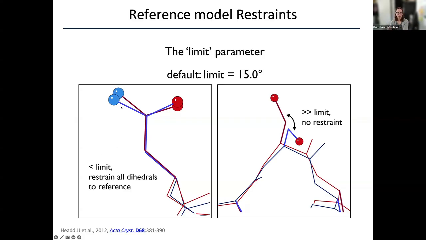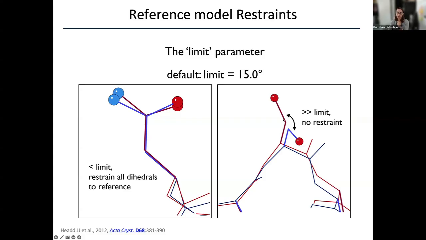Here you have a side chain. They are not quite the same, but very, very close. So let's say in blue we have the reference model, and in red you have your working model. If they're very similar, it will say that these 2 torsions should be identical in the reference and in the working model, the model that you want to refine.